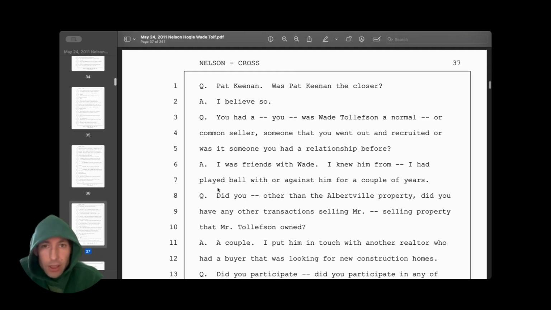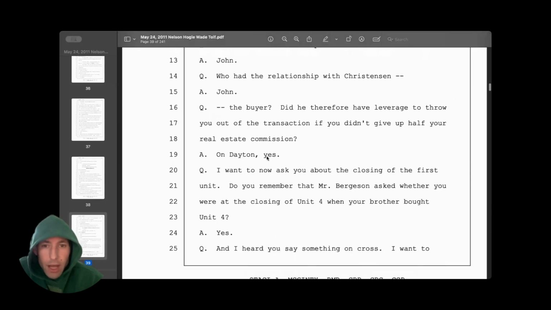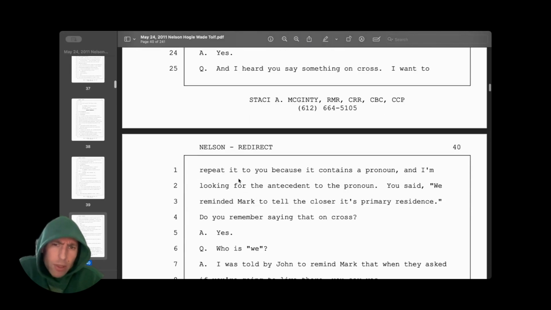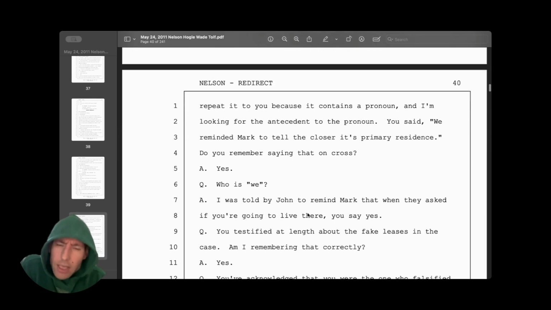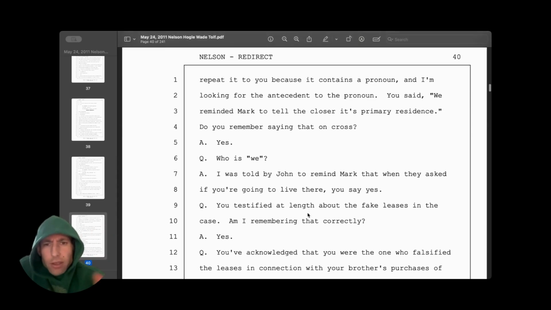We get down to page 39. We are now on redirect, right, by Mr. McGlaughlin. And we're going to go down to the bottom of 39, line 25. Question. And I heard you say something on cross. I want to repeat it to you because it contains a pronoun, and I'm looking for the antecedent to the pronoun. You said, quote, we reminded Mark to tell the closer its primary residence, unquote. Do you remember saying that on cross? Answer. Yes. Question. Who is we? Answer. I was told by John to remind Mark that when they asked if you're going to live there, you say yes.